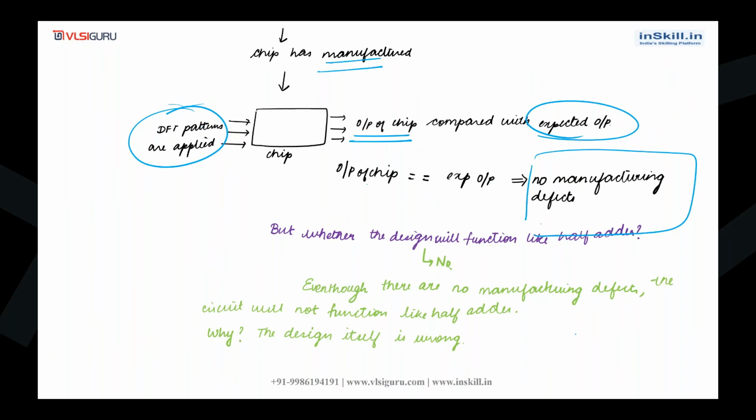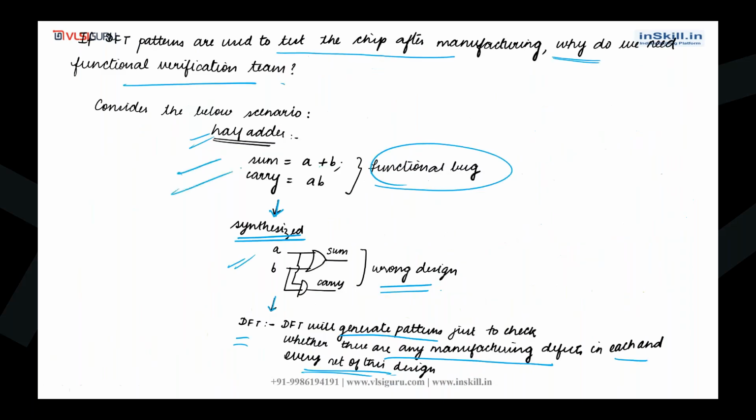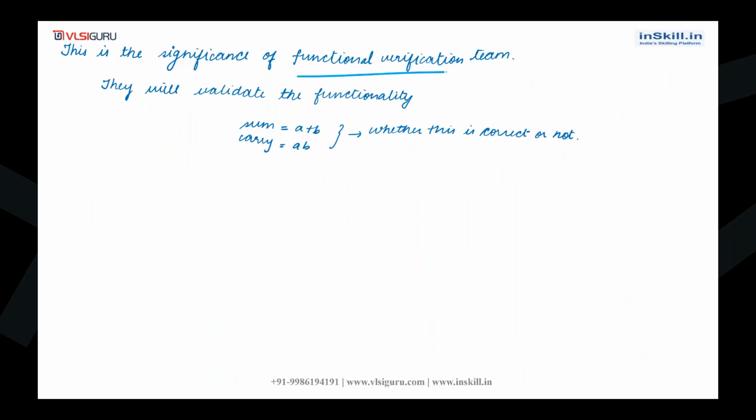But whether this design will function like a half adder? No, it will not function. Even though there are no manufacturing defects, the circuit will not function like a half adder. Why? The design itself was wrong. So here, if you see the first stage, the design itself was wrong. That is why we require a functional verification team. So that is the significance of the functional verification team.